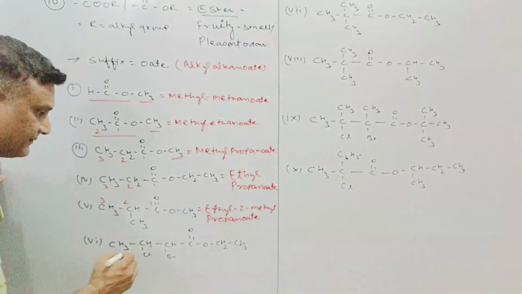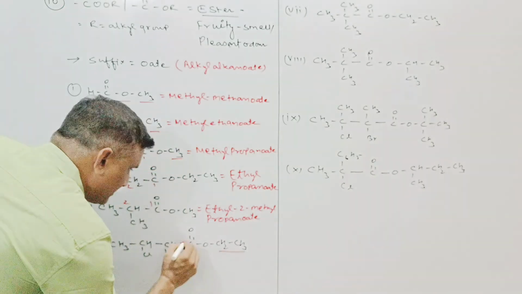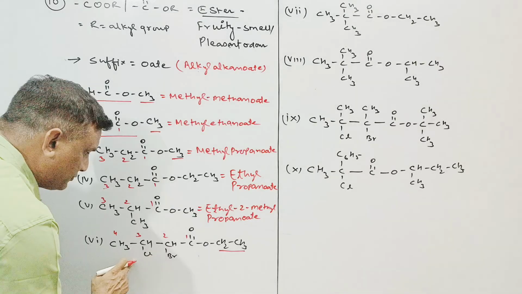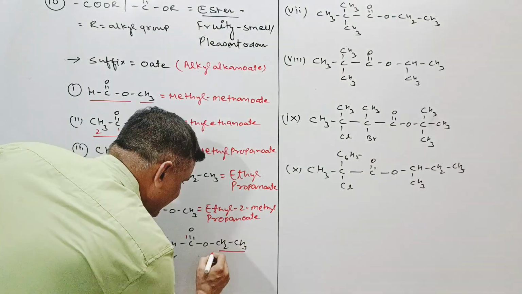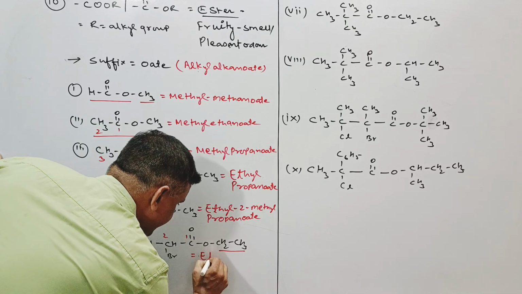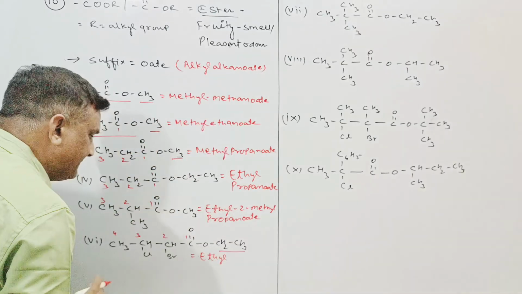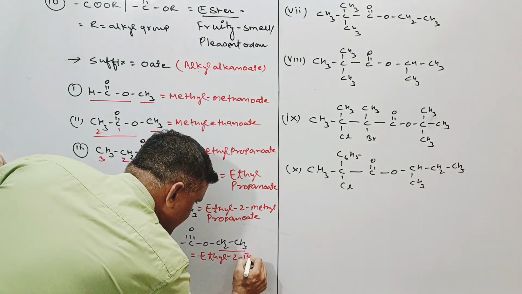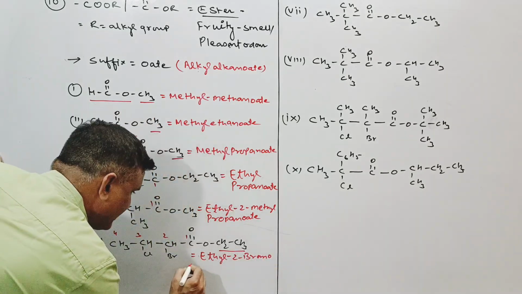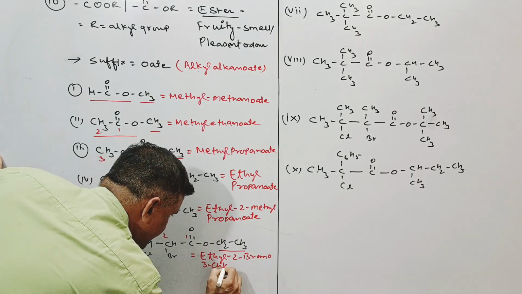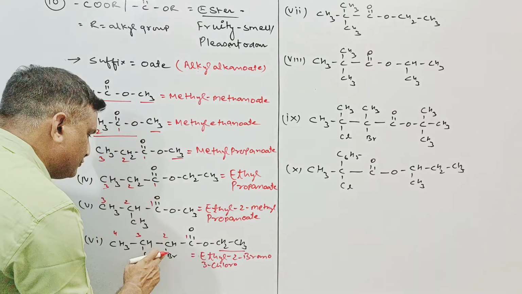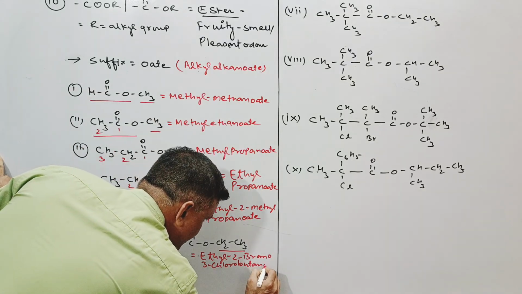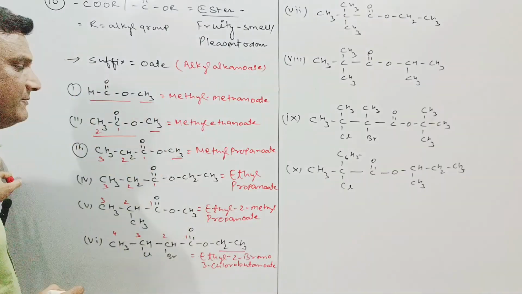For this compound, this is the ethyl. On counting 1, 2, 3 and 4, this is the 2-bromo, 3-chloro. Bromo is of higher priority alphabetically, so 2-bromo, 3-chloro. There is a 4 carbon chain, so butanoate will be the name of the compound: ethyl 2-bromo-3-chlorobutanoate.